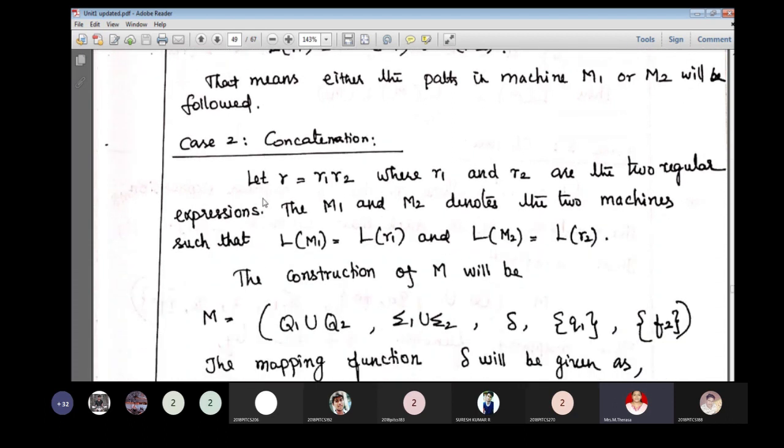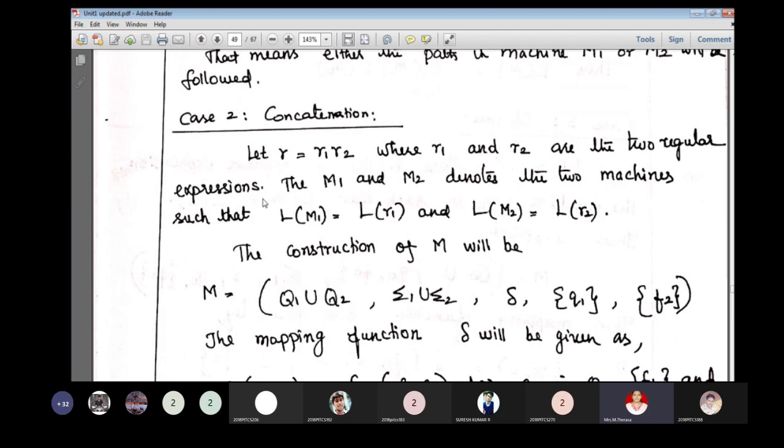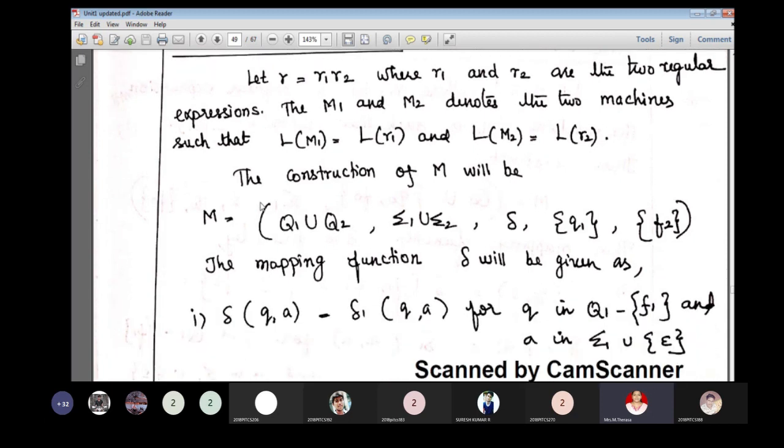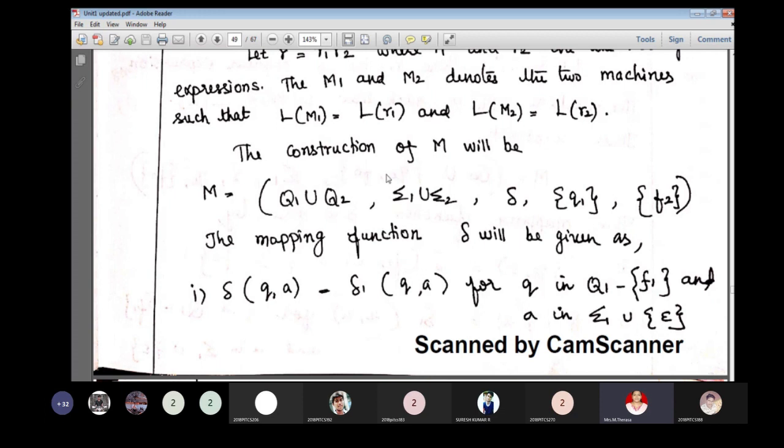Okay, so case 2. Let R be equal to R1 dot R2, where R1 and R2 are two regular expressions. The machines M1 and M2 denote two machines such that L of M1 is equal to L of R1 and L of M2 is equal to L of R2. So now we are going to build a new machine M as Q1 union Q2, sigma 1 union sigma 2, delta, Q1, F2. So the new initial state is Q1, the new final state is F2.